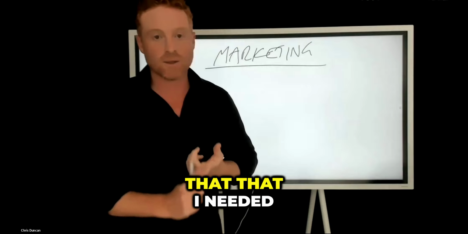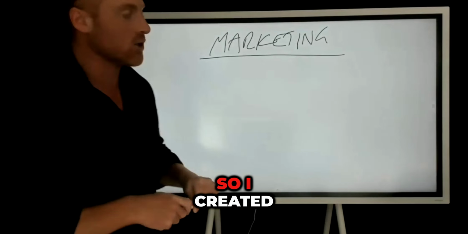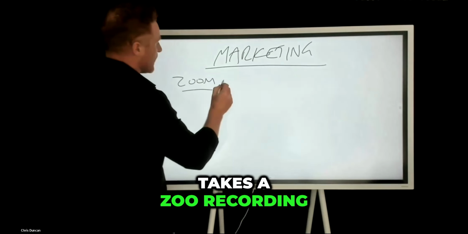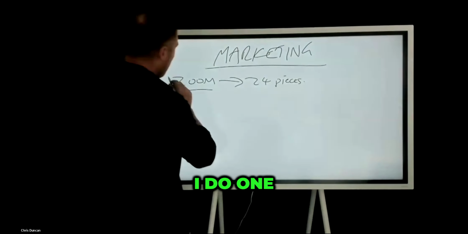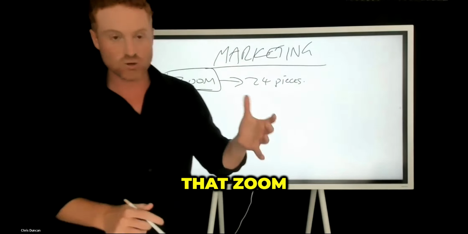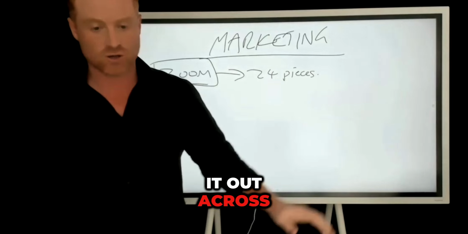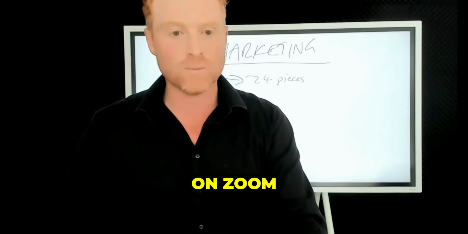So the first thing that I needed to do was to create a system to get content out to the world. So I created a proprietary system that takes a Zoom recording and turns it into 24 pieces of content. I do one Zoom and it takes that Zoom, it edits it, it clips it, it even schedules it and posts it out across the channels, okay? So I can just take one thing. This right now is getting recorded on Zoom.